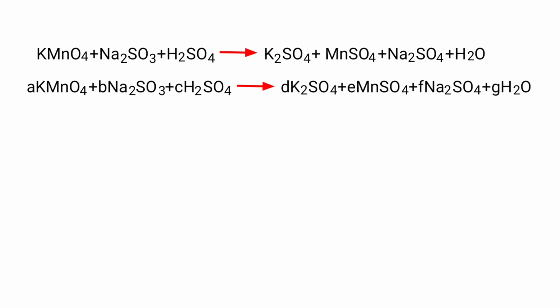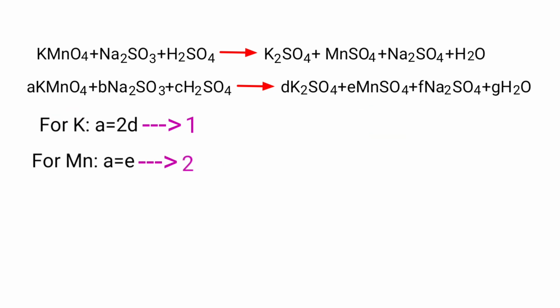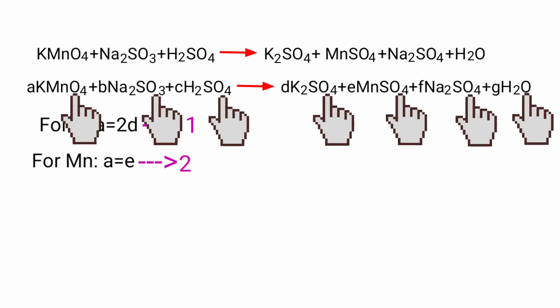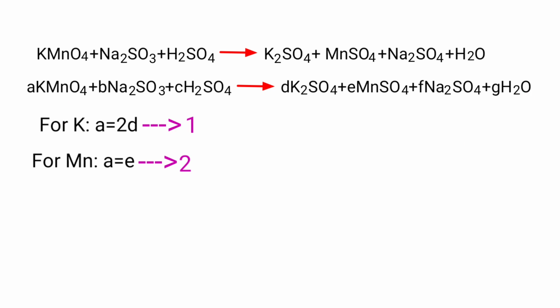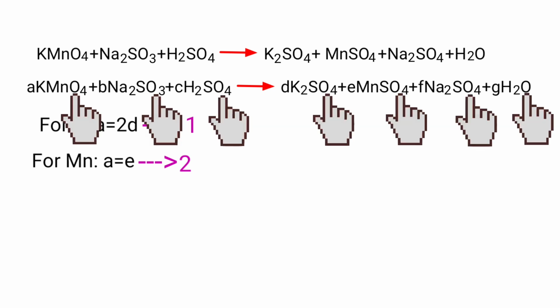Next, applying the conservation of mass, the total number of atoms of each element must be the same on both sides. Write algebraic rules for each element. For potassium, A is equal to 2D. For manganese, A is equal to E. For oxygen, 4A plus 3B plus 4C is equal to 4D plus 4E plus 4F plus G.